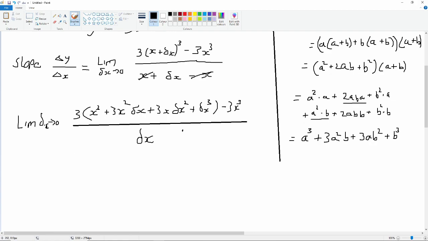Okay, so let's expand out these brackets. So we're looking for the limit as delta x approaches 0. And I'm actually going to write that under the limit because it gives me some more space. And I'm going to try and remember that all of this is that we're trying to find the slope.